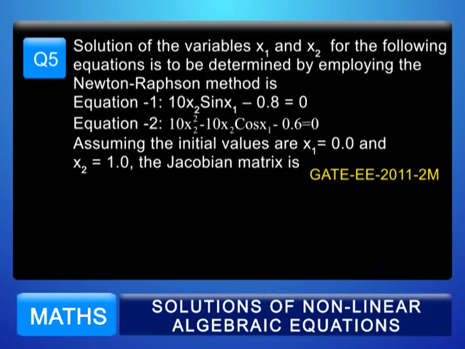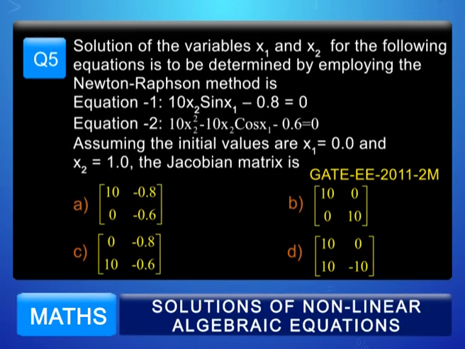Question number 5. Solution of the variables x1 and x2 for the following equations is to be determined by employing the Newton-Raphson method. Equation 1, 10 x2 sin x1 minus 0.8 is equal to 0. Second equation, 10 x2 squared minus 10 x2 cos x1 minus 0.6 is equal to 0. Assuming that the initial values are x1 is equal to 0 and x2 is equal to 1, the Jacobian matrix is. So there are 4 options. Let us see which one is true.